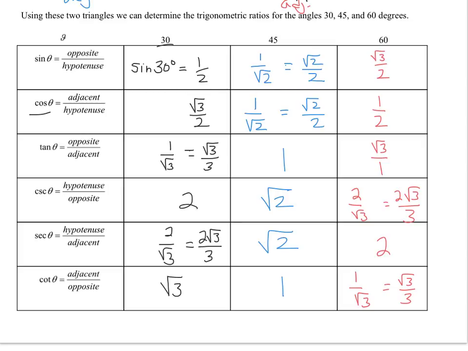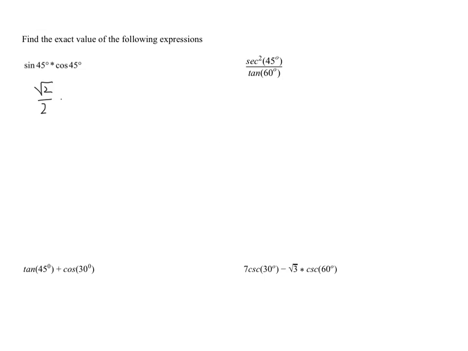So these are the exact values for all trig functions of a 30, 45, or 60 degree angle. And we will actually use these to find some bigger angles later on. So we know we can find some expression values for these.